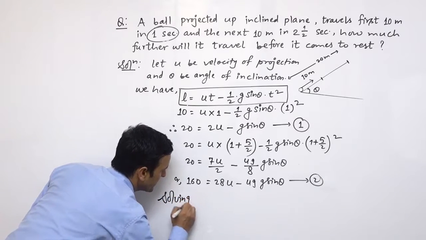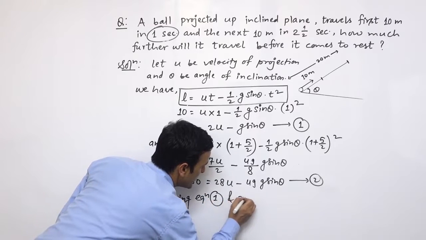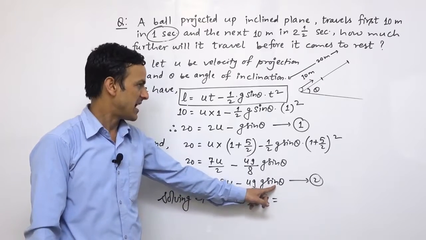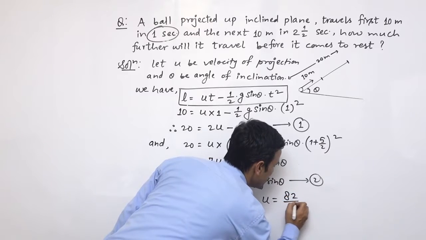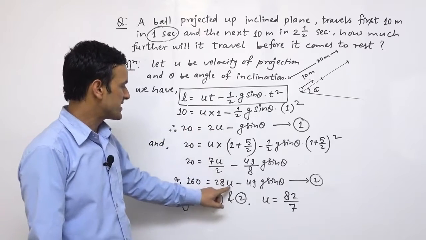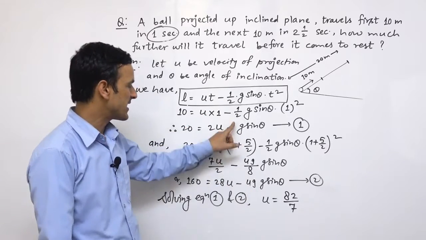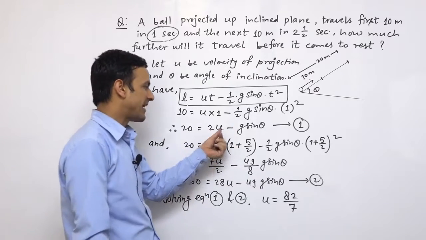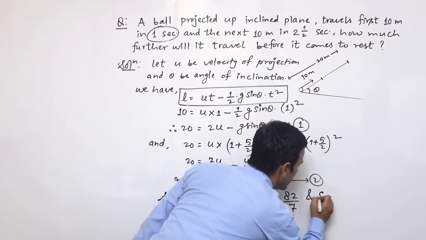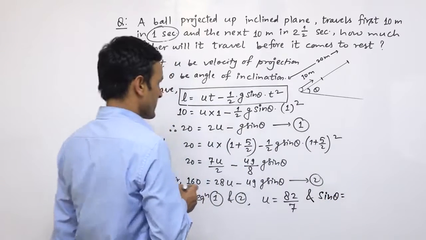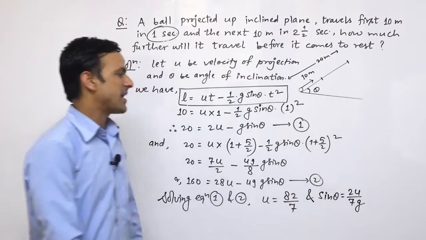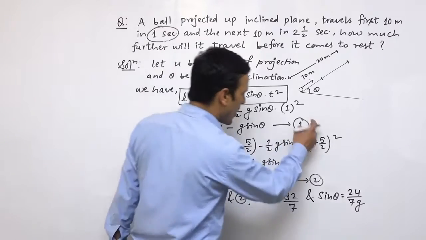Now solving equation 1 and 2, we get the value of u and the value of sine theta. So the value of u obtained from this is 82 by 7 after calculating this one. 28u, I mean for the value of u, here is 49, we multiply by 49, or we can substitute the value of u or g sine theta from here to here, and we can obtain this value. And sine theta is equal to 24 upon 7g. So this is the value of sine theta obtained by 1 and 2.